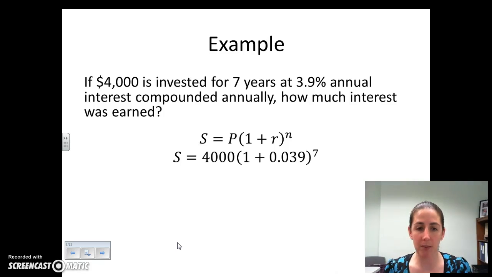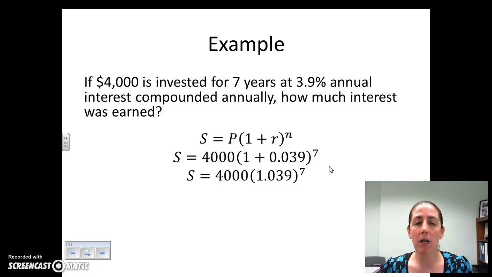We know that our principal amount is $4,000, our interest rate is 0.039, and our number of years is 7. Now before putting things in your calculator, you want to do any basic simplifications first, like 1 plus 0.039. That's pretty easy to do in your head, just add those two together. You want to do as little on your calculator as possible, because the more you try to put in your calculator in one sitting, the more room you leave for making little errors. If you don't put it in your calculator correctly, it's not going to calculate the correct answer.